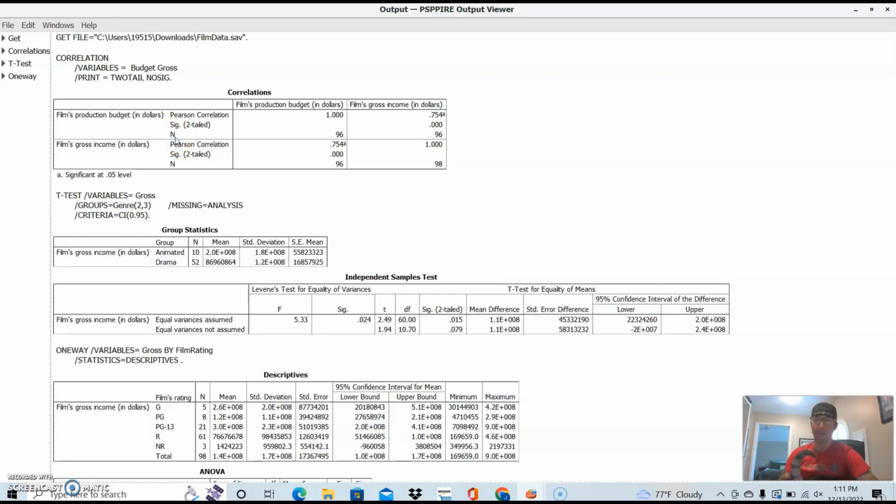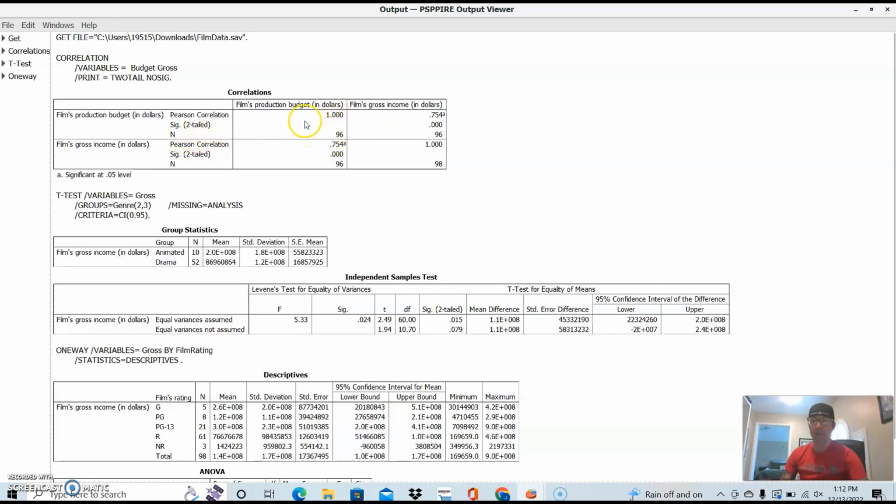And usually a sample is represented by a lowercase n, and population is represented by an uppercase N. But because SPSS doesn't know if this is a sample or the full population, it designates it as a capital N. Anyway, the N represents how many data points were utilized in this analysis, right? So we'll start there. We'll actually work backwards.